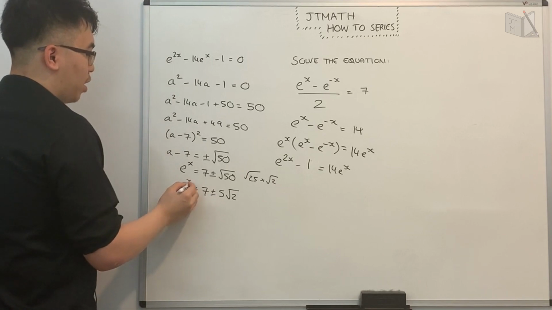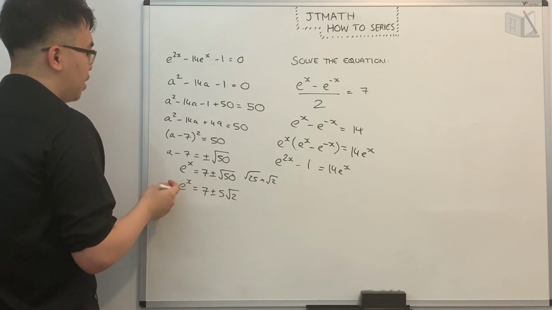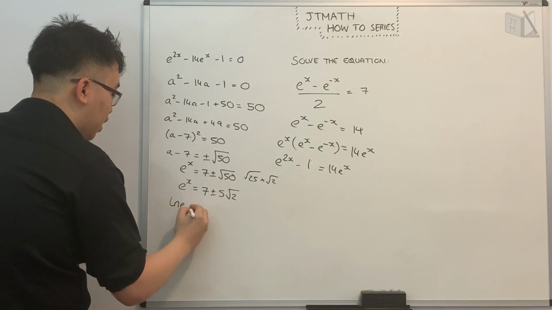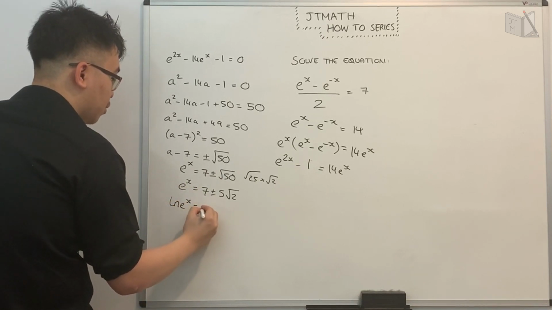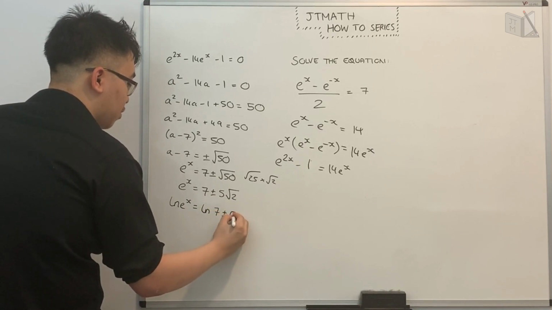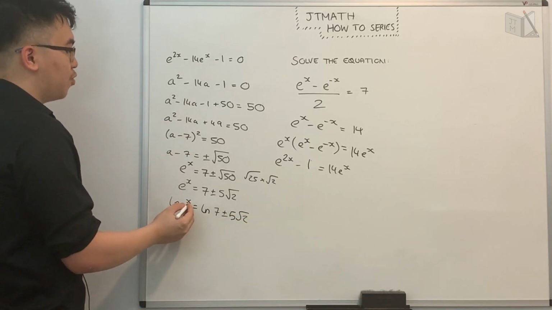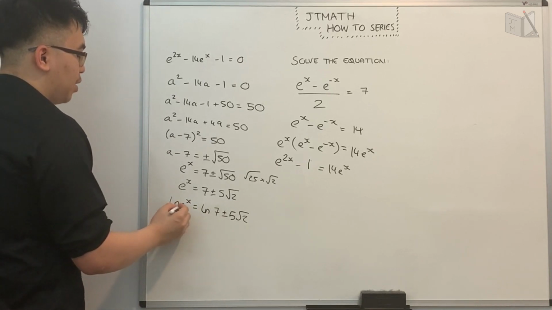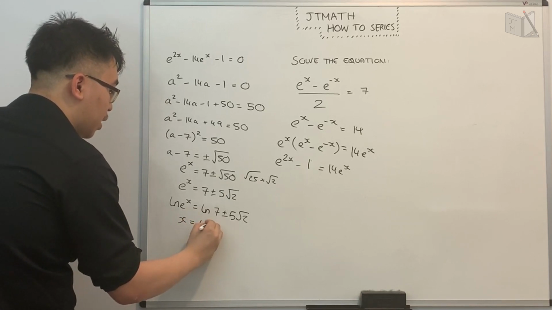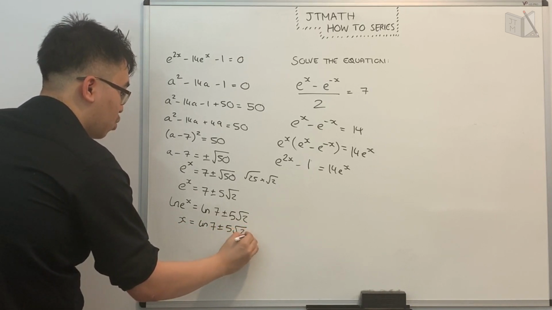And now we want the x on its own, so to do so we should take the log of both sides, or the natural log of both sides, so that we have ln e^x = ln(7 ± 5√2). And then we can use the property that allows us to move this x into a factor. And this ln e is, of course, just 1, so we'll have x = ln(7 ± 5√2).